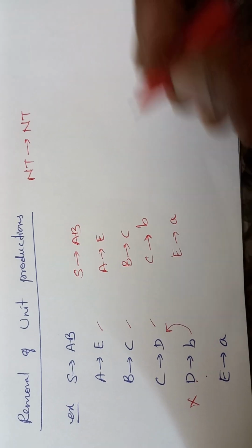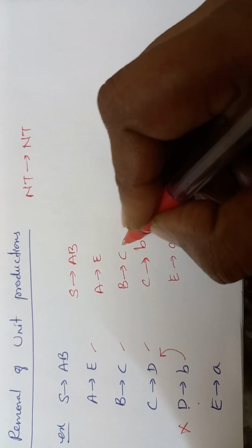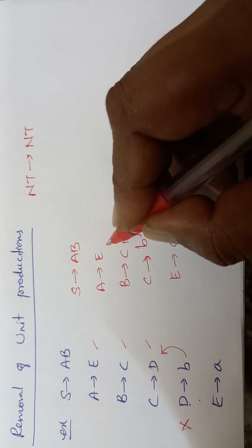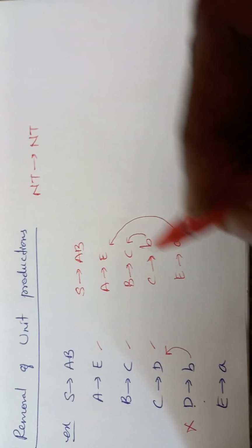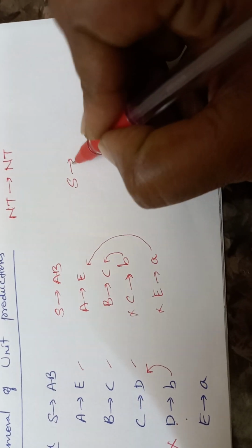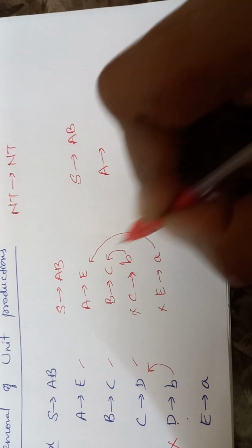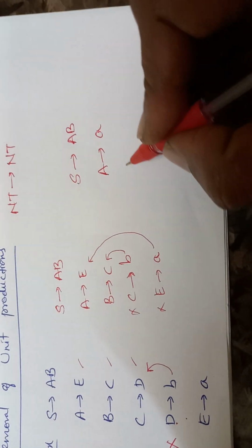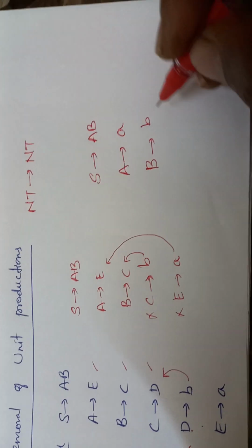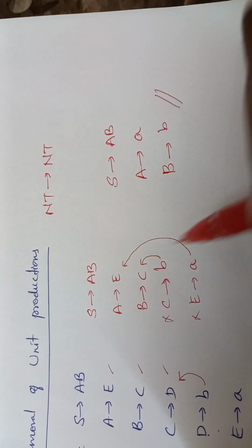If we implement the same procedure, in the place of C, C's productions will be substituted, and in the place of E, E's production will be substituted, so that these two will be removed. Now S derives AB, A derives, in the place of E what is substituted? Small a is substituted, and in the place of B what is substituted? Small b is substituted. So this is the simplified grammar after removing unit productions.